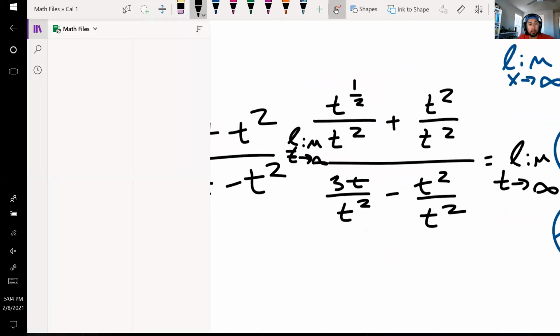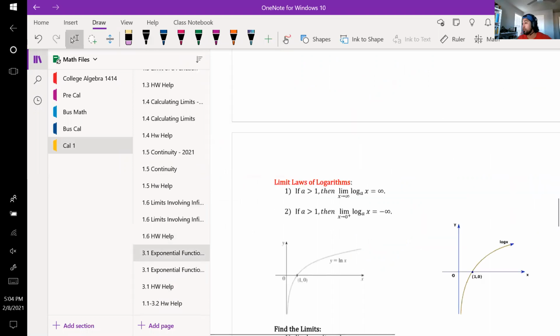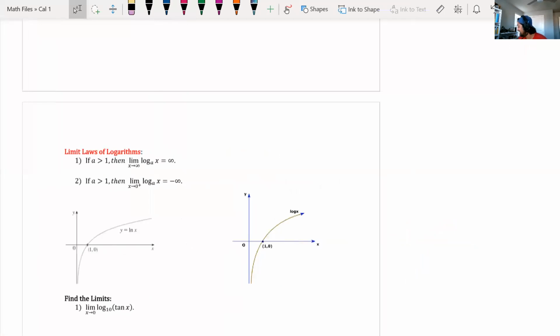So with that being said, I guess we can jump into 3.1 and 3.2 today, which deal with more limits. Yay. Not really, but yay.